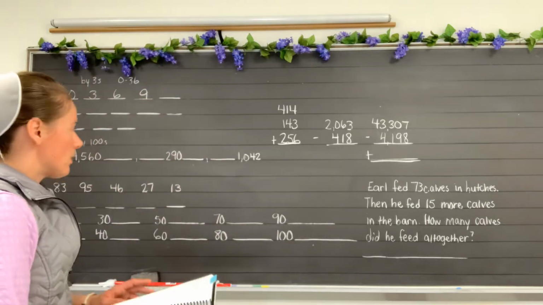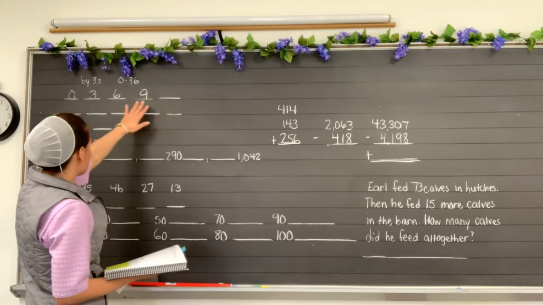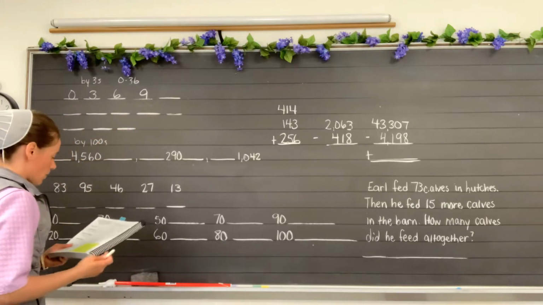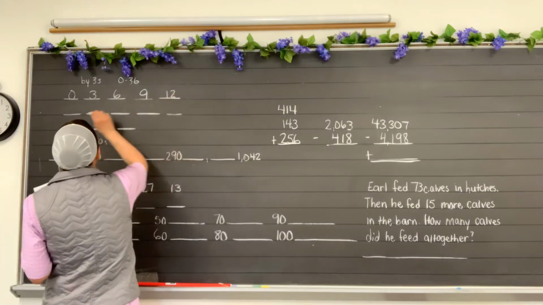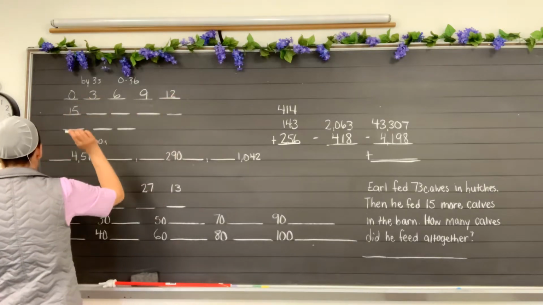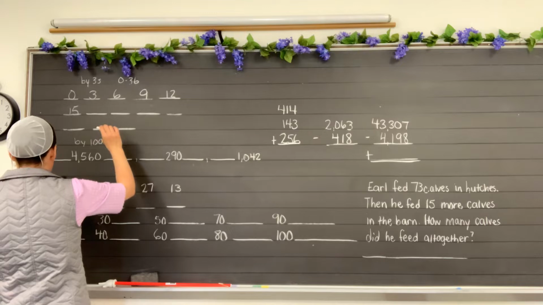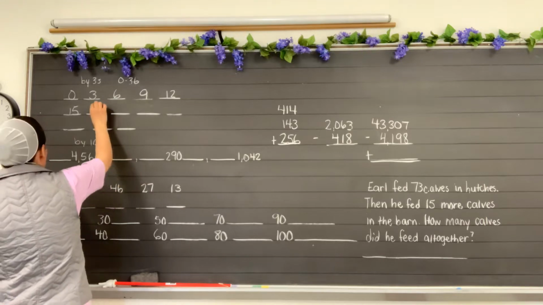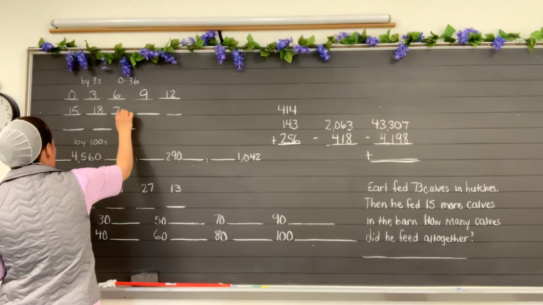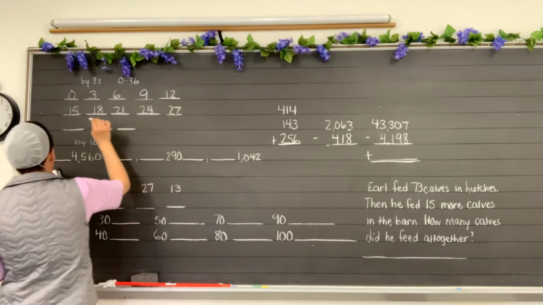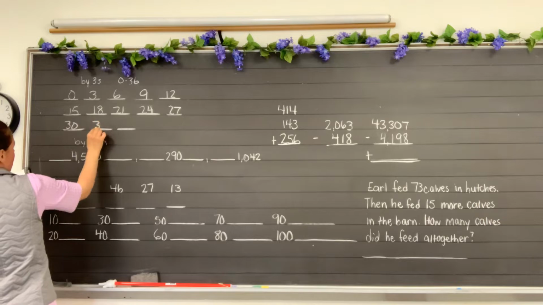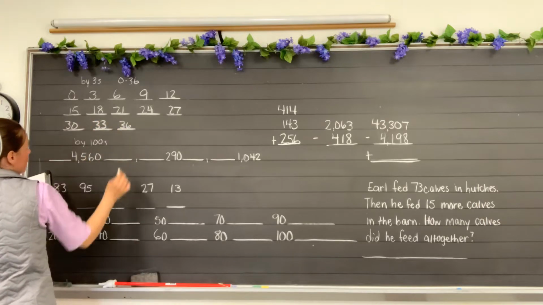Let's fill in these blanks here on the board the rest of the way by threes. So we have 0, 3, 6, 9, and then we have 12 and 15. And then we have 18, 21, 24, 27, 30, 33, and 36.